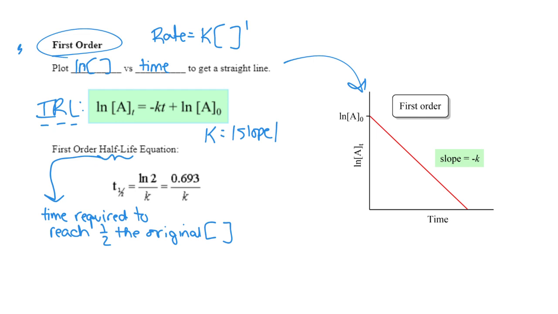That equation is also given to you, but half-life is going to equal 0.693 divided by K. 0.693 is just the natural log of 2. There's some calculus deriving of these equations. You don't need to worry about that too much as long as you guys can use these equations properly.